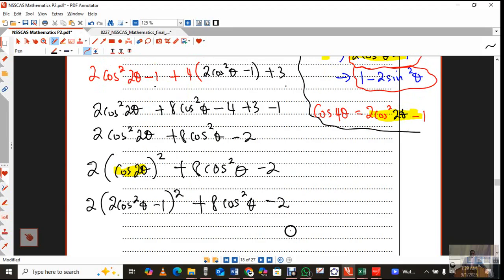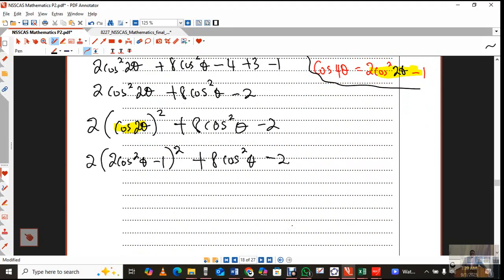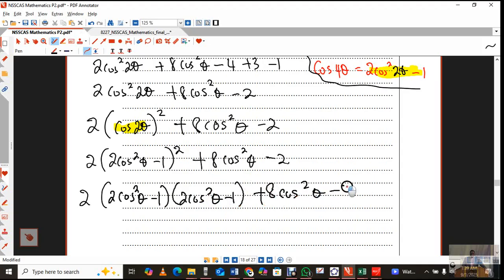Then I'm going to expand that bracket, okay? That means I'm going to expand 2 cos square theta minus 1 times 2 cos square theta minus 1 plus 8 cos square theta minus 2, right? That is going to be 2. I'm going to have here 4 cos.